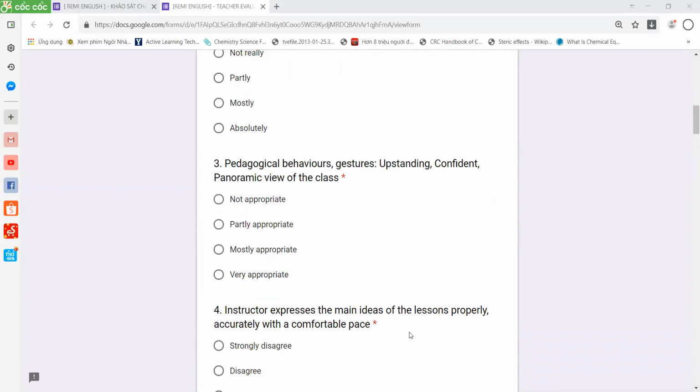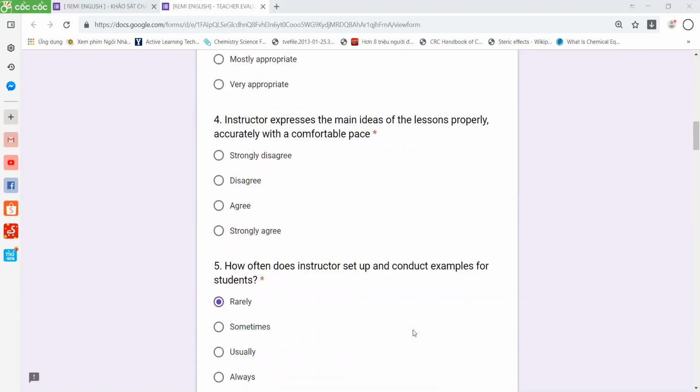Okay, the third one, pedagogic behaviors and gestures. Because you are a teacher, you have to act like one. You have to be upstanding, you have to be confident, you have to have a panoramic view of the class. I will explain it later.